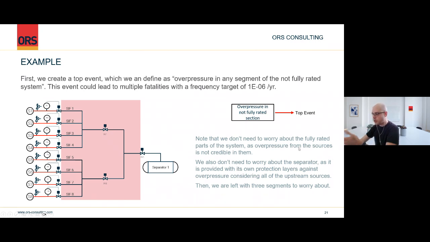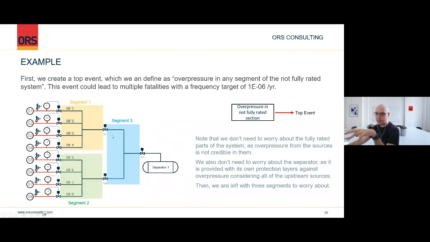So note that we don't need to worry about the fully rated parts of the system either, because those are fully rated. So closing this is not an overpressure. Closing this is a production loss, but it's not an overpressure, right? And as I said, we don't need to worry about the separator. So we need to worry about this, right?